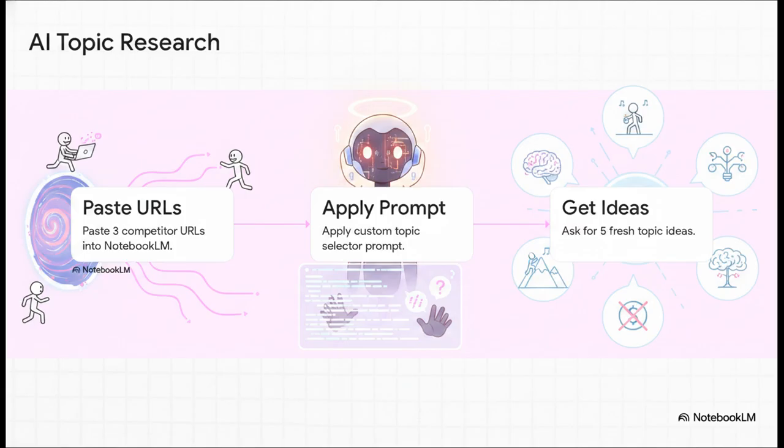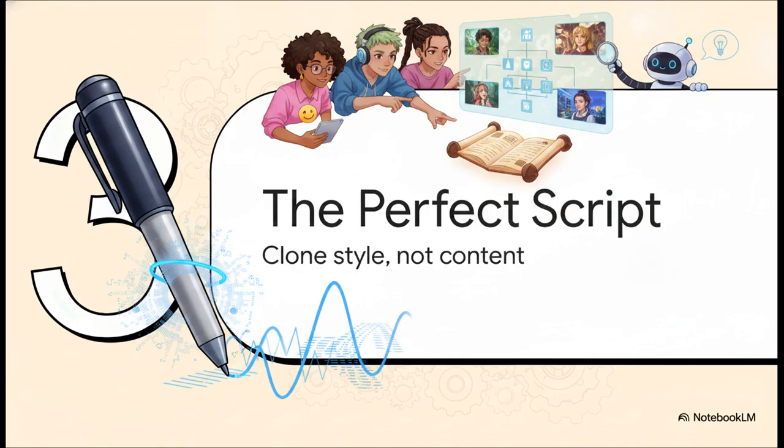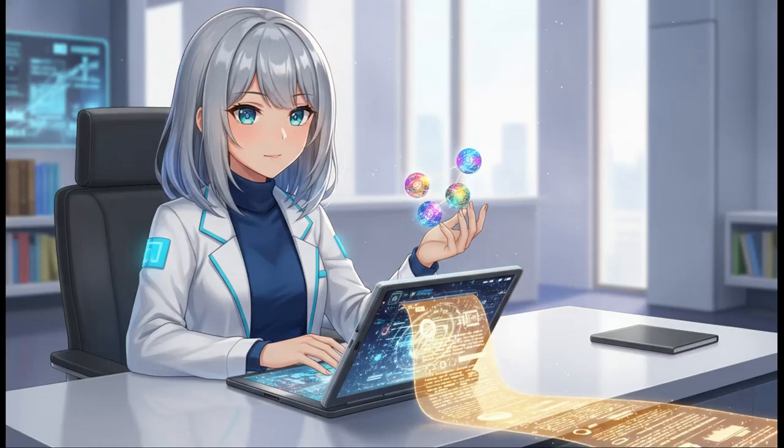Now that we've got a killer topic, it's time for stage 3, crafting the perfect script. The secret here is learning how to clone a successful creator's style without plagiarizing a single word of their actual content. So we open a fresh NotebookLM project, and this time, we paste in the top 5 performing URLs from just one specific competitor whose style we absolutely love. Using a scriptwriter role prompt, we ask for a 1,000-word script.